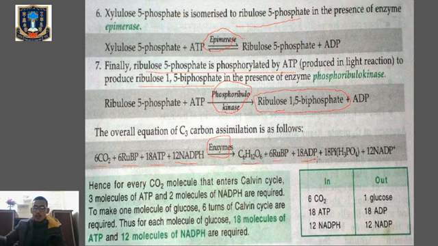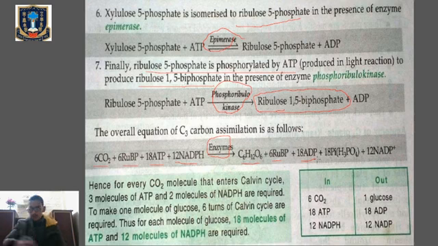So for the formation of one molecule of glucose, 6 turns of the Calvin cycle have to be done. So 6 into 3 will be how much? 18. So 18 molecules of ATP will be required. And how many molecules of NADPH will be required for the formation of one molecule of glucose? 6 into 2 will be 12. So therefore, for each molecule of glucose, 18 molecules of ATP and 12 molecules of NADPH are required in the C3 cycle or Calvin cycle, because 6 turns of the Calvin cycle are required for the formation of one molecule of glucose.